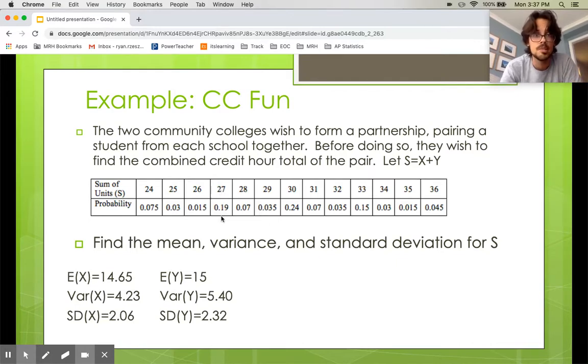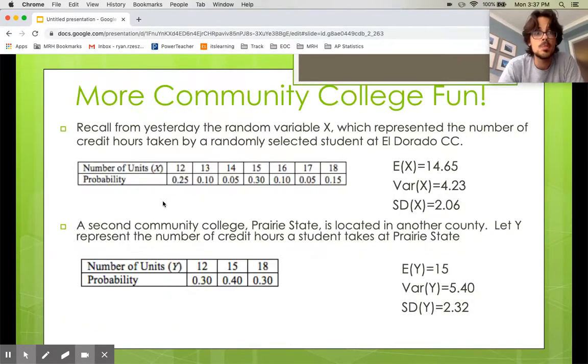You'll notice 27 has a much bigger probability than the ones around it. That is because with 27, there are multiple ways that you could make that happen. So it could be that you have a 12 over here with a 15 over here. So you're going to multiply those two probabilities. Or it could be that you have a 15 here with a 12 over here. So you'd have to multiply those two pairs and then add them together to get your actual total for the probability.